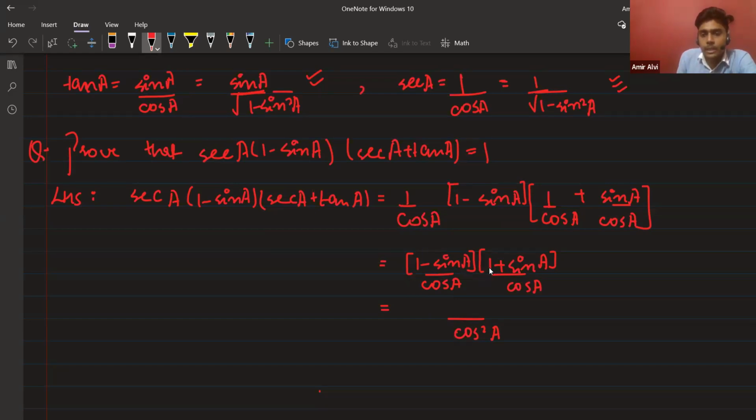Here A square is 1, so it's 1 minus sin square A. Now tell me, is there anything similar to cos A? 1 minus sin square A is cos square A. Cos square A by cos square A equals 1. LHS equals RHS.